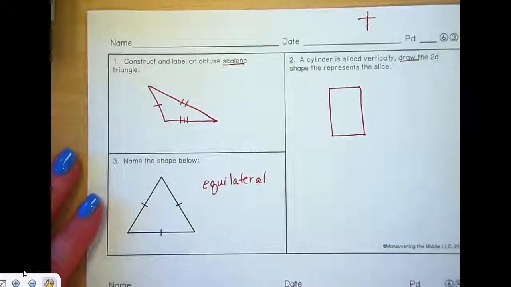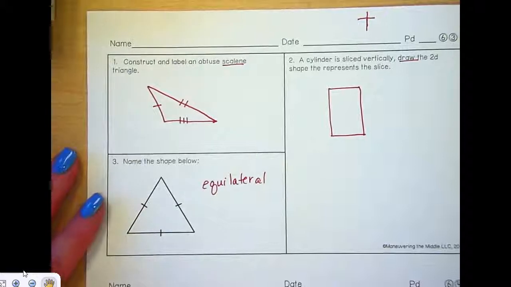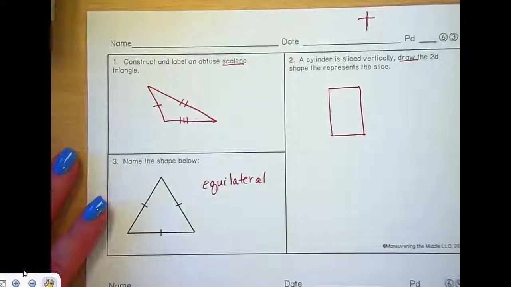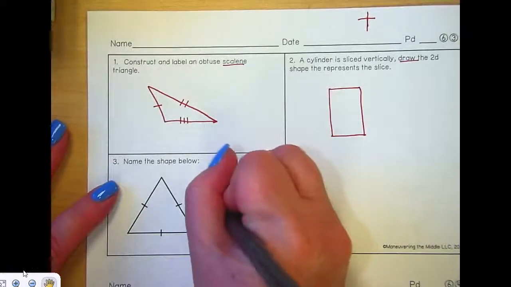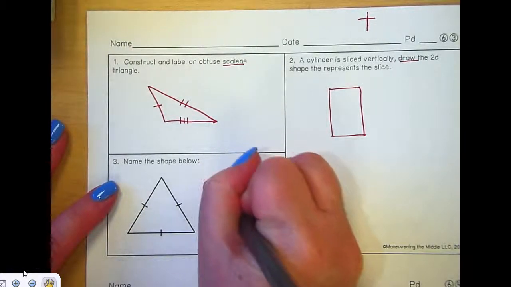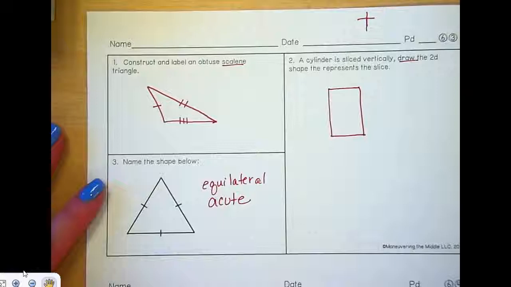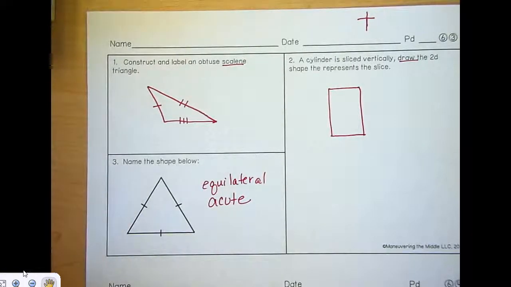Another name. Let's hear from a girl this morning. The boys seem to really be on their math game. Name it for the angles. Ladies, we're going to wait on one of you. What is it? Acute. Thank you, Ava. Acute, because all of the angles are acute. So it's an acute equilateral triangle. All right, questions?